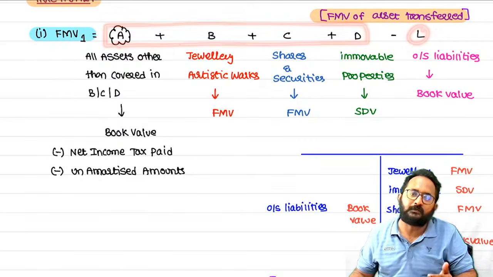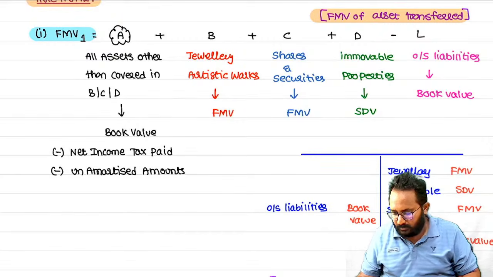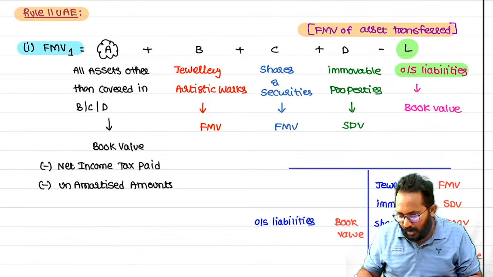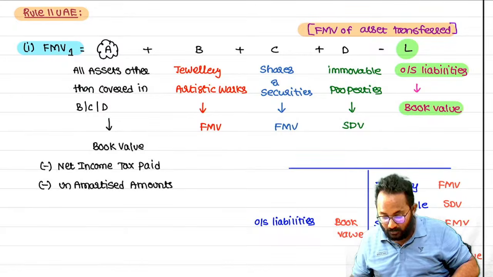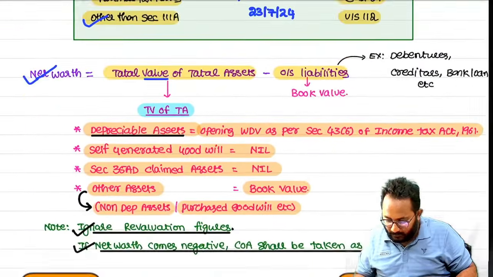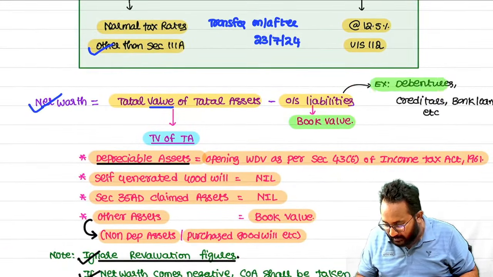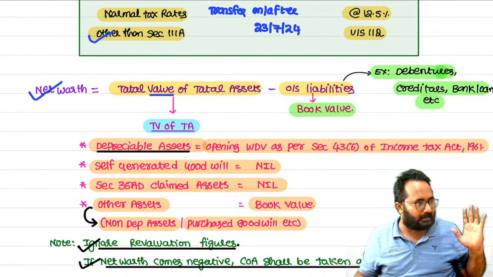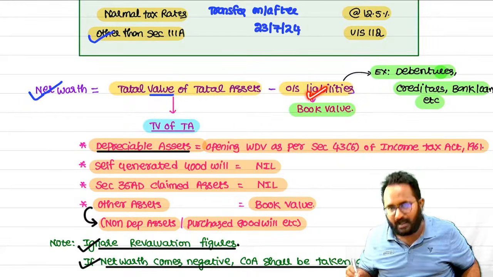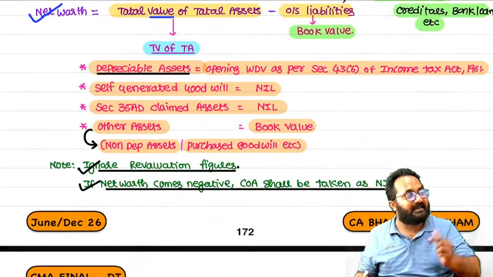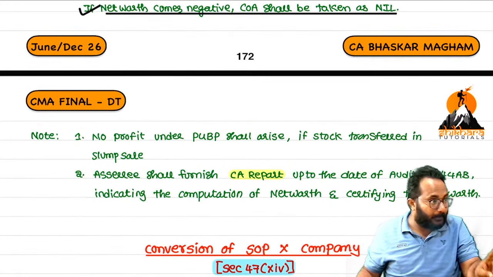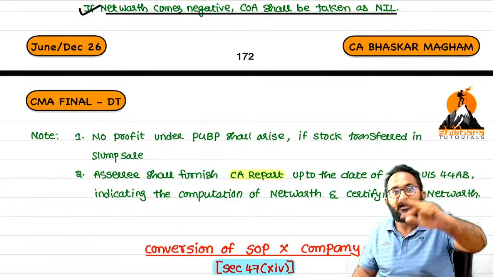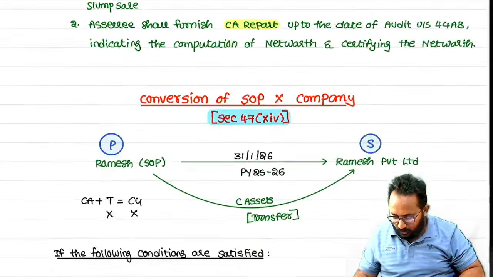Liabilities means which liabilities? Outside only. Outside liabilities. What value do we have to take? Book value. In net worth computation also, liabilities at what value do we consider? Book value only. What are the outside liabilities? Example, debentures, creditors, bankers loan, etc. Remember, assets value we know, liabilities value we know, liabilities at book value only. In FMV1 also the same. Once you have computed the outside liabilities at book value, we can use it at how many places? Two places. In FMV1, in net worth also. Understood? Yes. Now, next point.